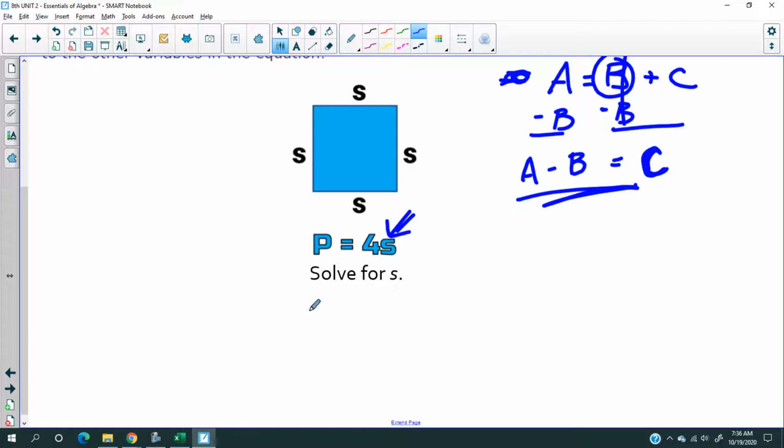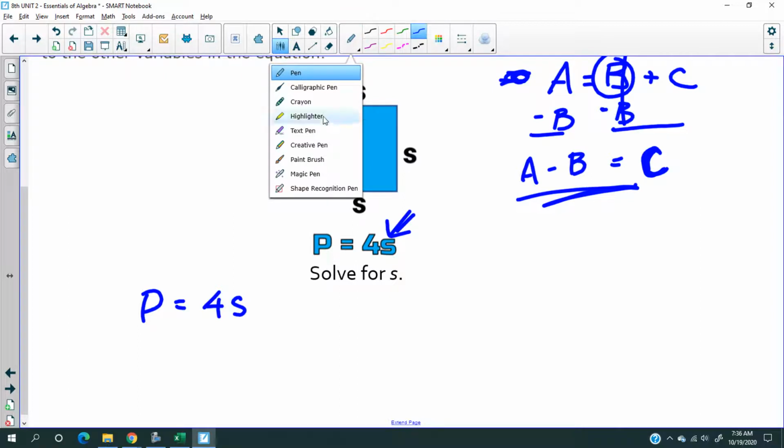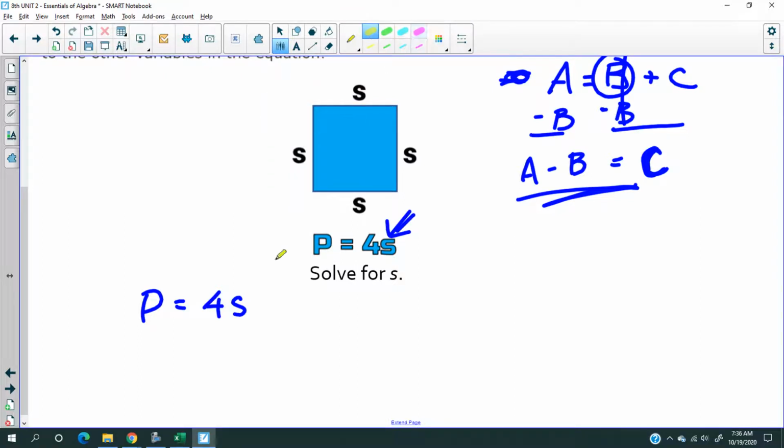If I were to solve for s, so watch this. So here we got the equation, right? The perimeter is 4 times the side. Nothing new here. It's not a strange formula for you. So we want to solve for s. So let me do some magic here. I'm going to highlight this part. All right. So that's what we're solving for, right?